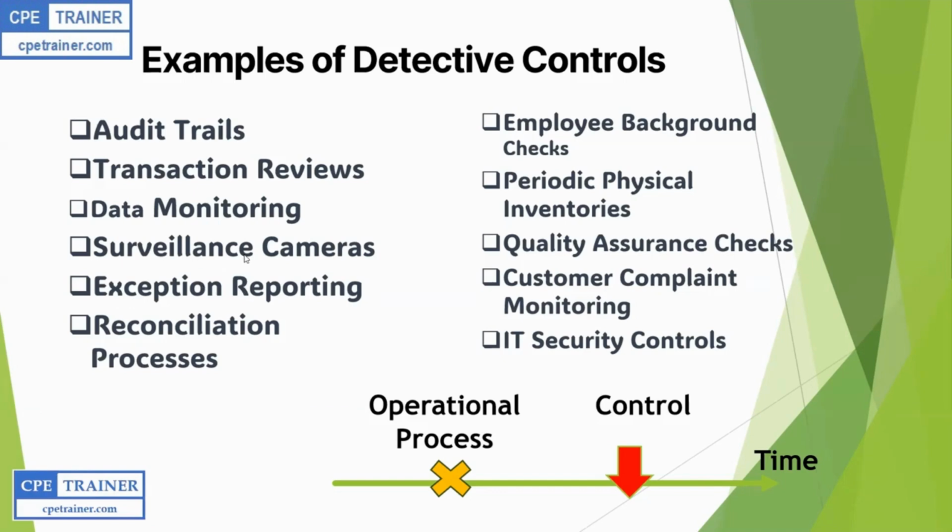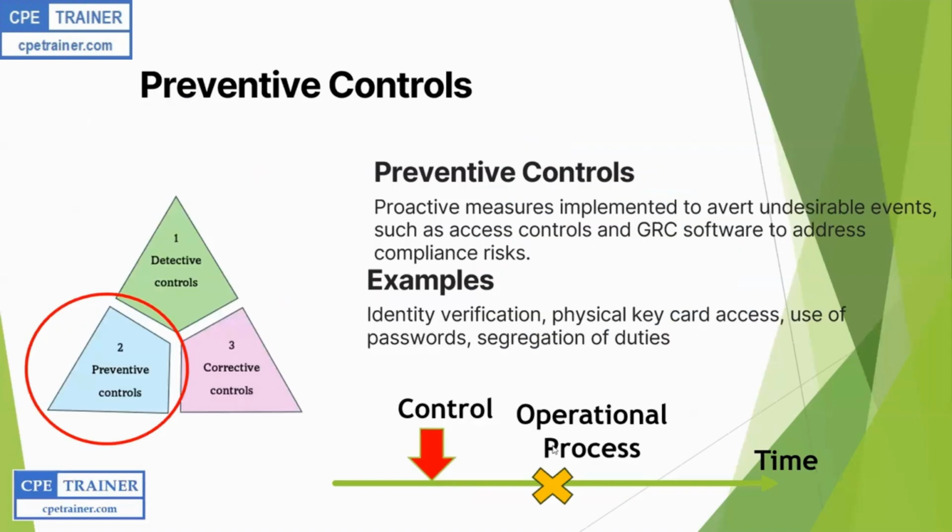Surveillance cameras: if you want to make sure unauthorized people don't enter a physical space, let's say a room or an office building, and you implement access monitoring and surveillance cameras, then you detect somebody that entered the building yesterday, but it's after the fact. So it's not as good as a preventive control, which I would like to move on to now.